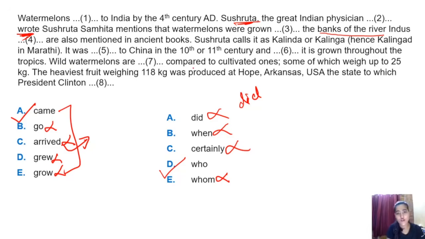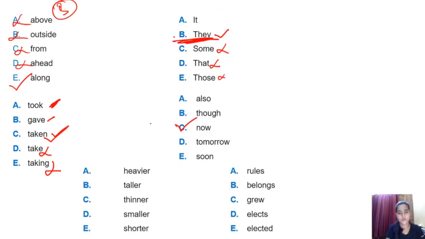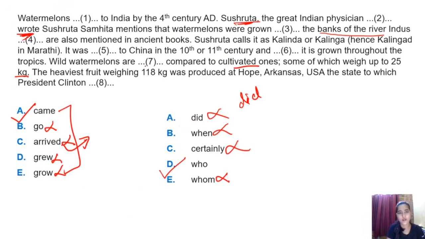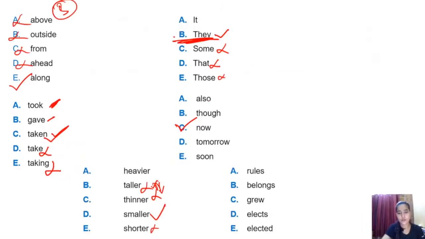Wild watermelons are dash compared to cultivated ones, some of which weigh up to 25 kg. So here they are talking about weight. Heavier, taller, thinner, smaller, or shorter. Taller, thinner and shorter are not going to happen, so you can easily eliminate those. Now from heavier and smaller, you can choose smaller, because they are saying that wild watermelons are smaller compared to cultivated ones, some of which weigh up to 25 kg. As they are mentioning that one is heavier, the other should be smaller.